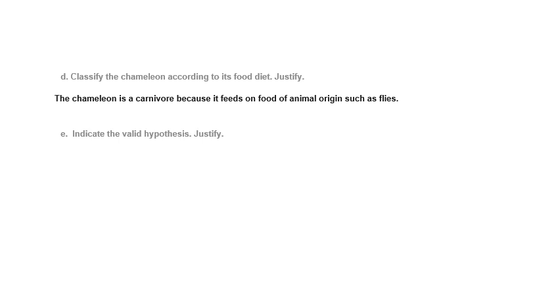E. Indicate the valid hypothesis. Justify. None of them is valid since the chameleon uses its tongue to catch the prey, not its hand nor its tail. So that was everything covered in week 3.